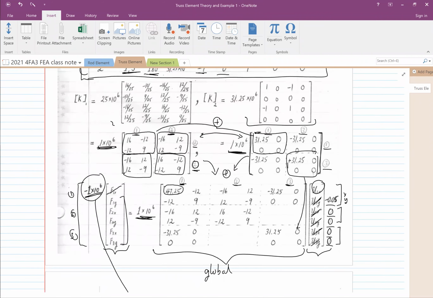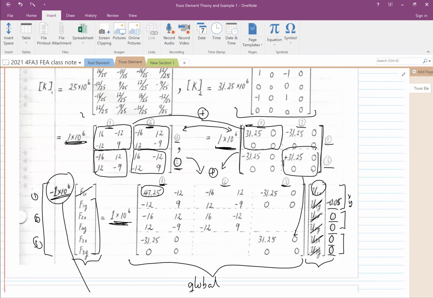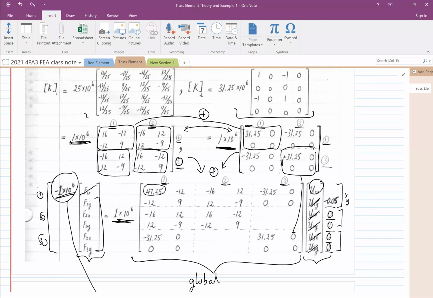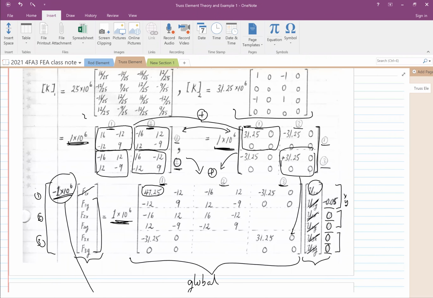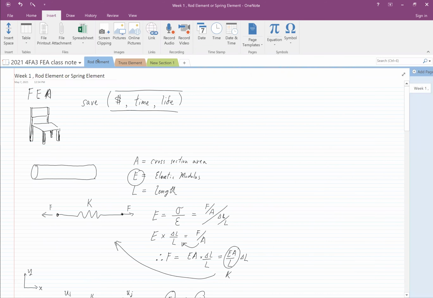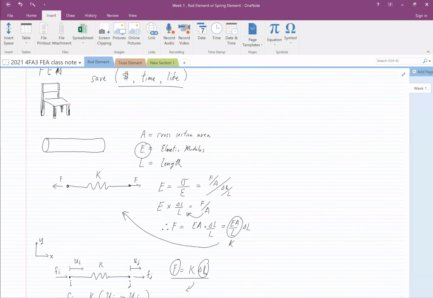Okay, so for today, what have we learned? We have learned the simplest element, the spring element. Okay, why we learn FEA.